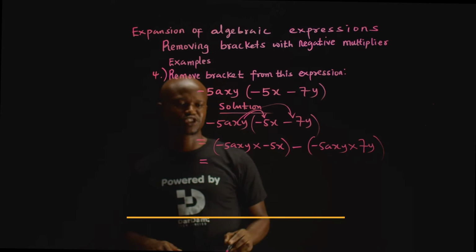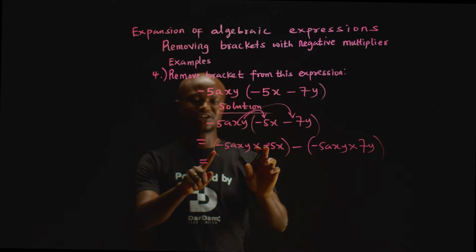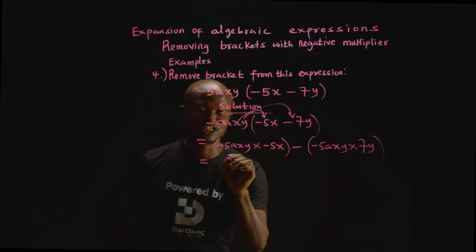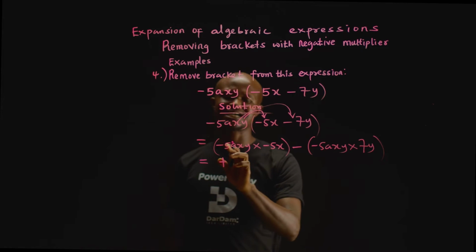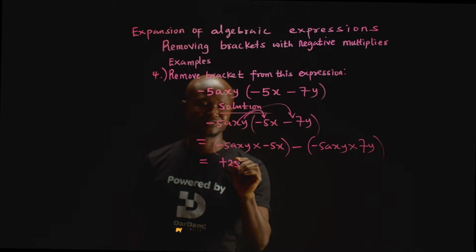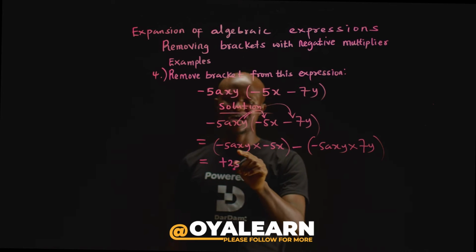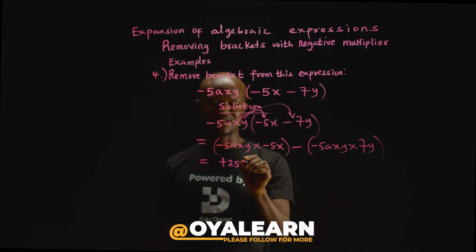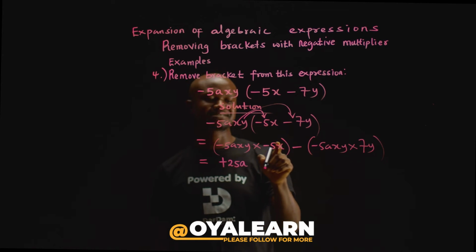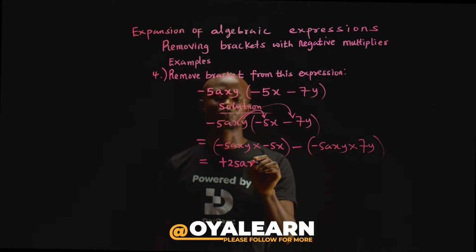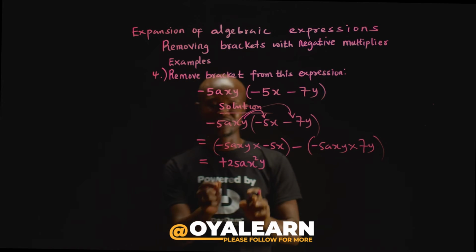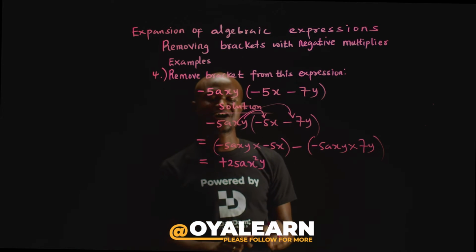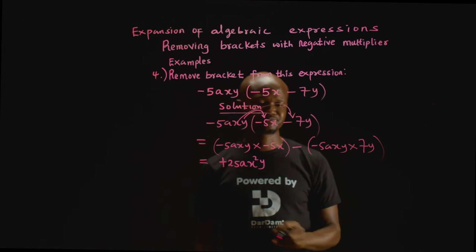Now, multiplying out. Minus times minus, what do we have? That's plus. 5 times 5, that is what? 25. We have a here, there's no a here, so we have a. X times x, that is x squared. We have y here, no y here, so we have y. So it means that the product of this will give us plus 25ax squared y.